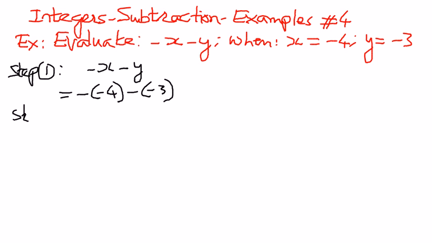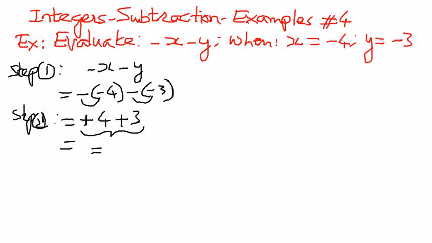So as step number 2, we go to simplify the math here. Negative times negative is a positive 4. Negative times negative is a positive 3. So positive 4 plus positive 3 is going to be equal to positive 7. So therefore, this is our answer. So when we substituted the values of the variables into the given expression and then used the subtraction rule, we came up with an answer of positive 7.